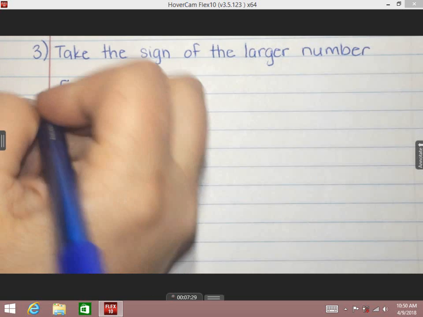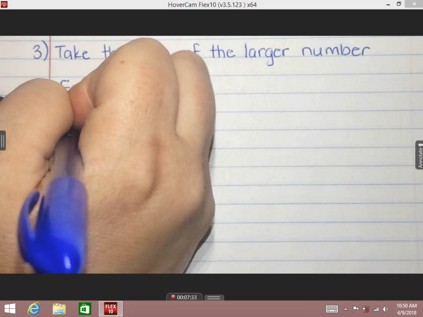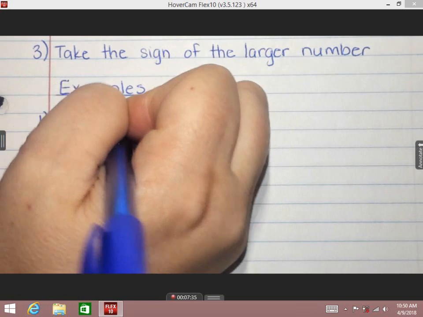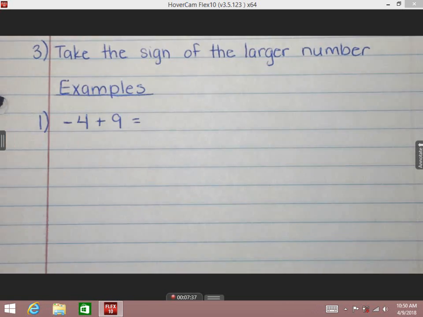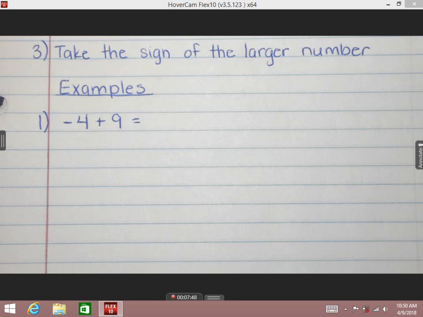For my first example, number 1, negative 4 plus 9. Negative 4 plus 9. Now remember, we haven't written in step 1 yet, because it doesn't matter on this problem. Right now, we're just skipping all the way to step 2.